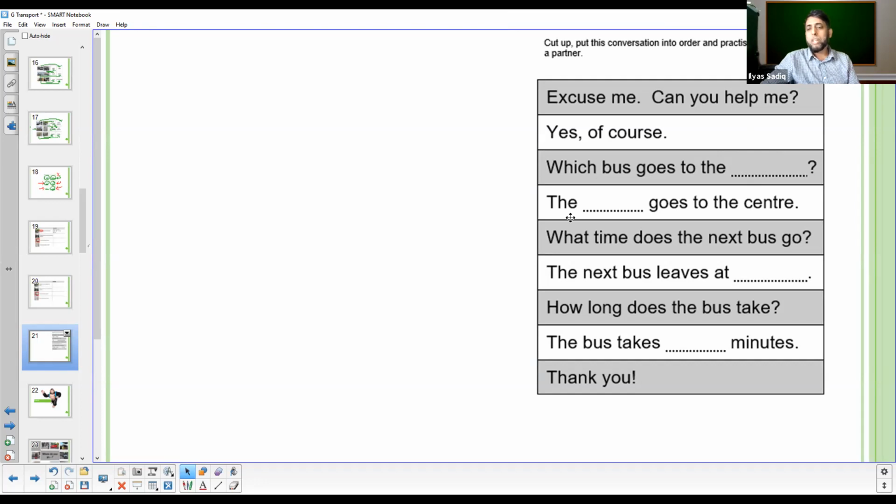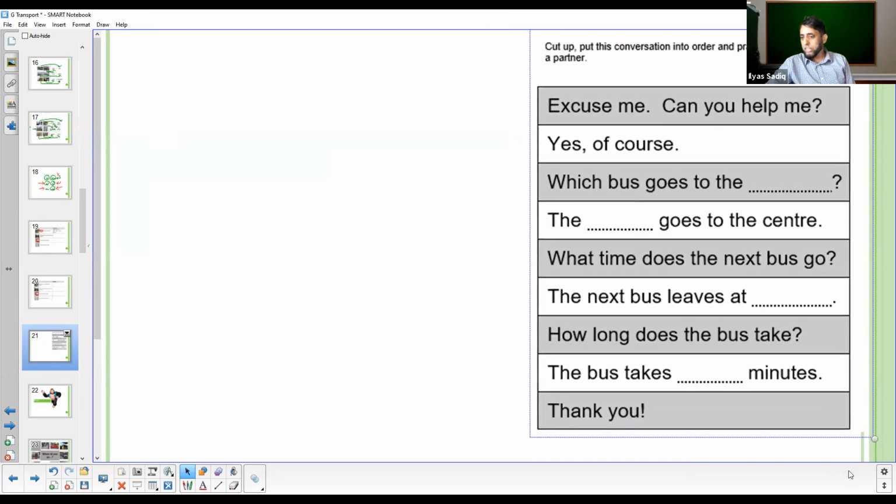They would tell me the 56 bus goes to the center. Oh, what time does the next bus go? The next bus leaves at, he's telling the time, every 10 minutes or at what time next, whatever you want to tell. How long does it take the bus? Then he would reply, the bus takes 20 minutes. Thank you. All right, let me have this role play with who would like to join voluntarily.